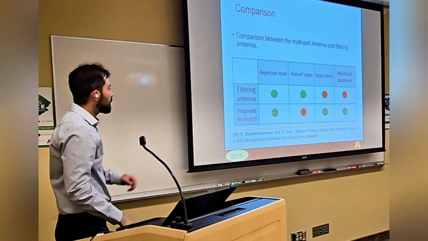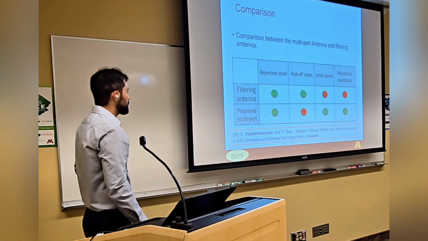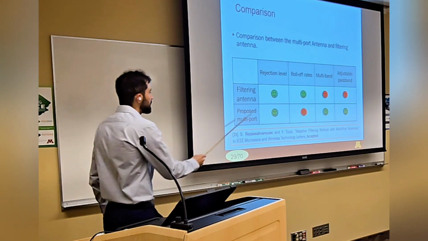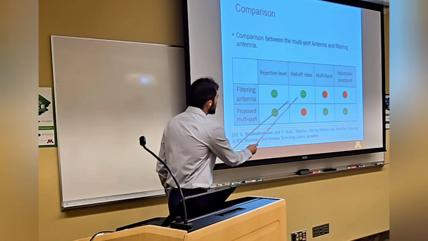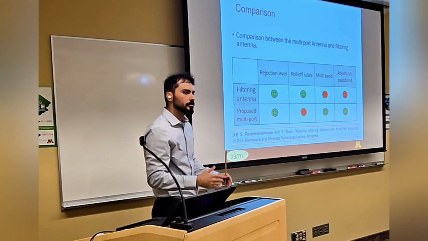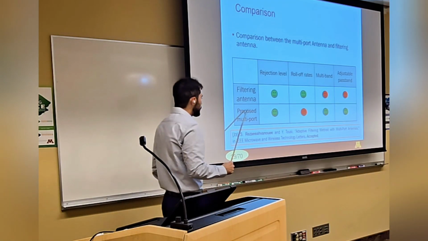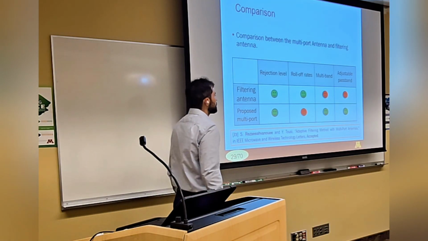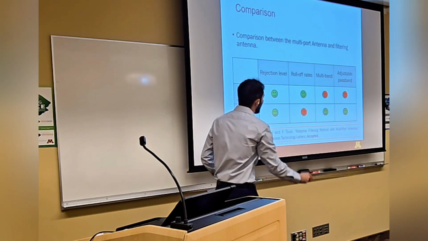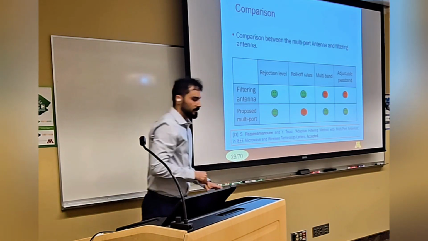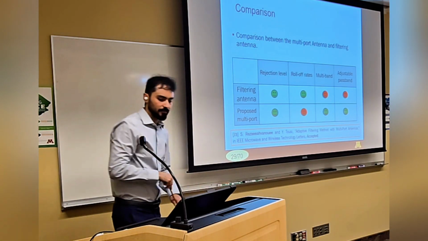In this table, you can see a comparison between filtering antenna and the proposed multiport filtering. Both provide RF filtering, but filtering antenna have a steep roll-off due to using high quality factor resonators, but multiport filter can provide adjustable passband and also multi-band operation. And we published this work in AWPL as well, not with microwave.